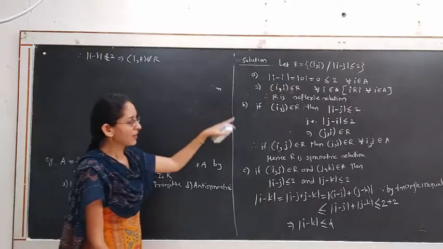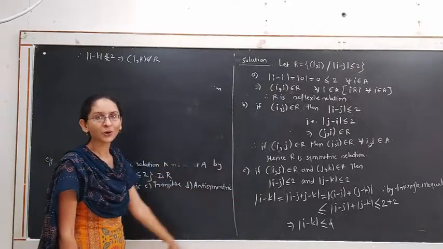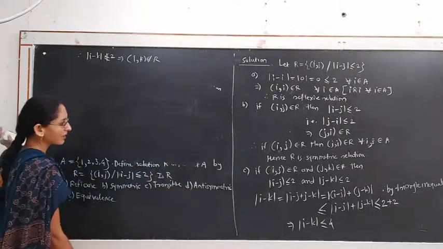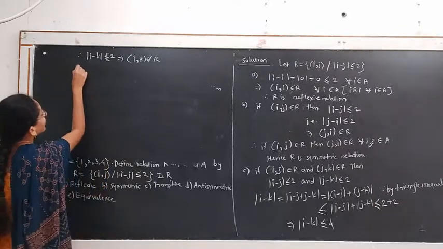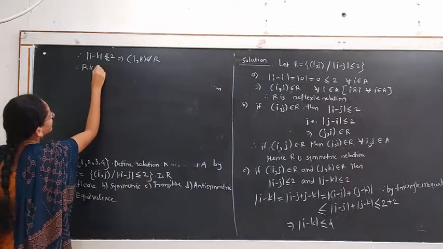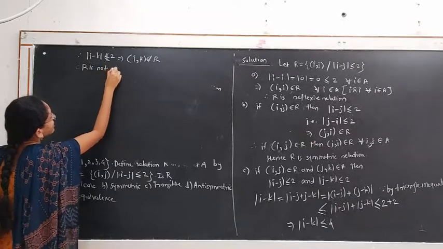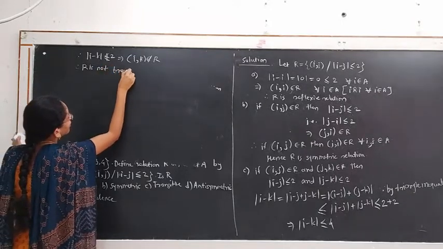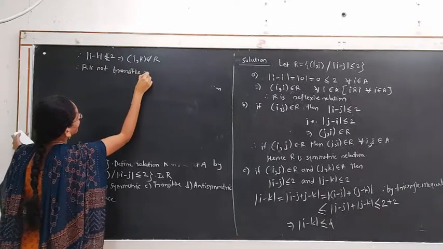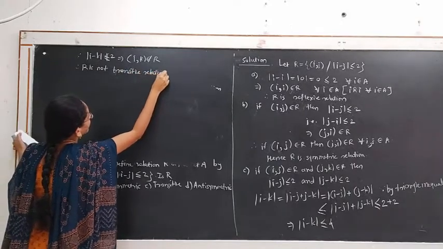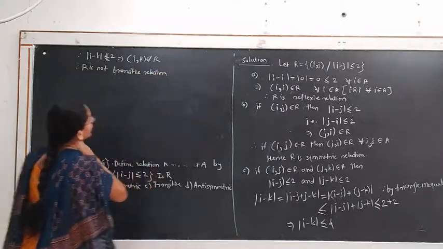It is reflexive. R is symmetric but R is not transitive. Hence it is not an equivalence relation. Therefore R is not a transitive relation.